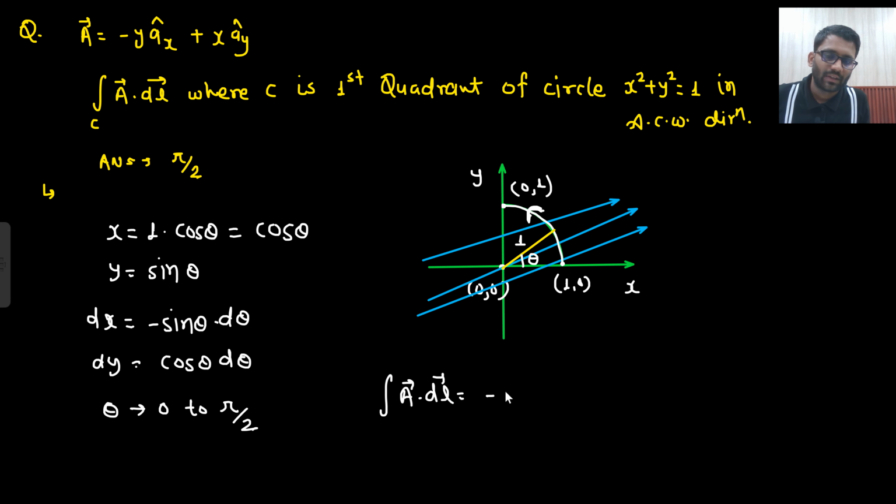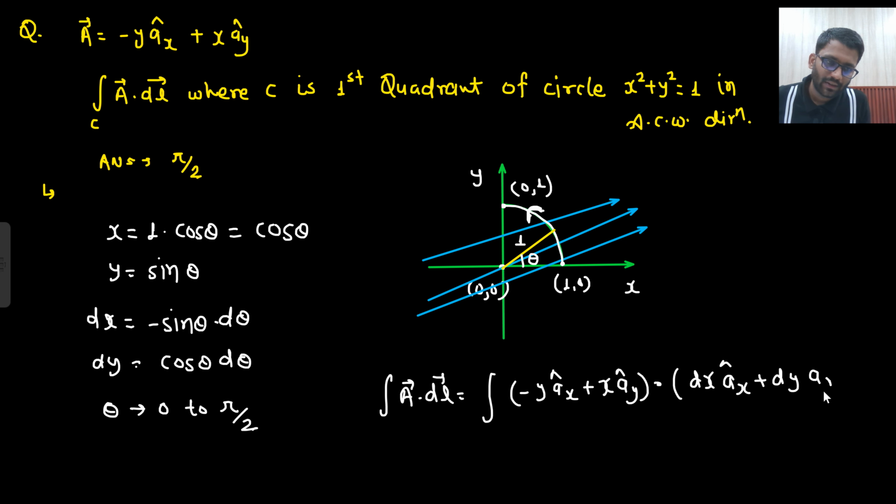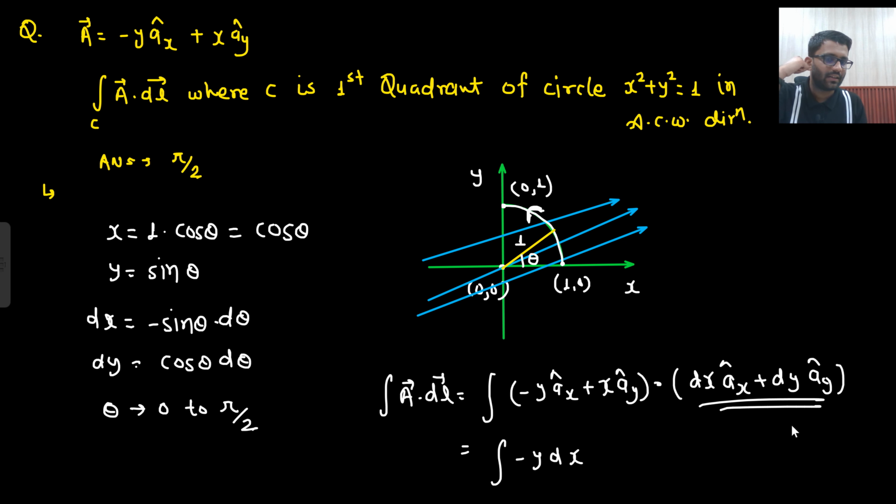So my A is y ax cap plus x ay cap, dot dl, which is dx ax cap plus dy ay cap. So the answer will be minus y dx. Look here, x and y both are changing. That's why I took this dl. Are you getting this point?